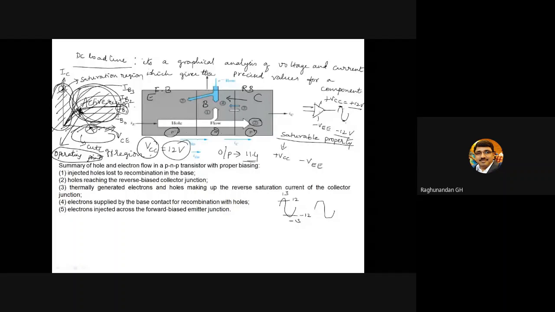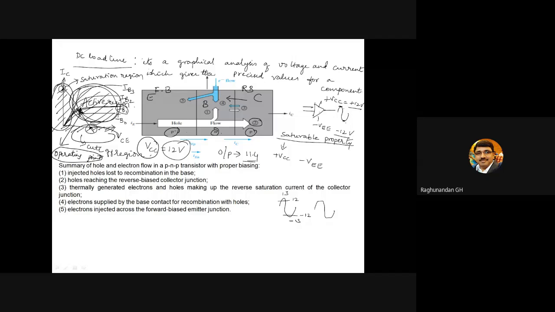And in the fourth step, what happens? The electrons supplied by the base contact for recombination with holes. So here in the base, we have some electrons. They are trying for recombination with holes. The holes which we obtained here will start recombining with electrons. So that is the fourth step. So electron flow takes place in the N layer.